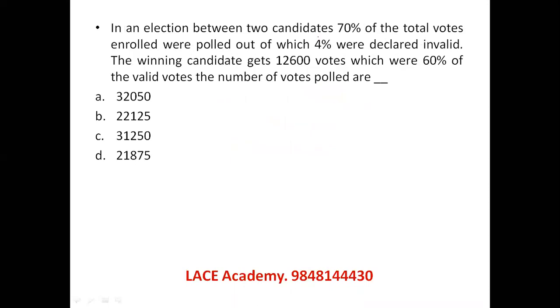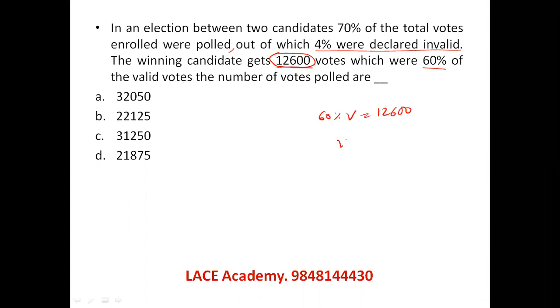In an election between two candidates, 70% of the total votes enrolled were polled. Out of the polled votes, 4% were declared invalid. The winning candidate gets 12,600 votes, which were 60% of the valid votes. So if 60% of the valid votes is 12,600, valid votes must be 21,000.